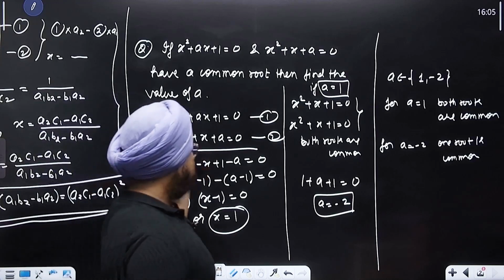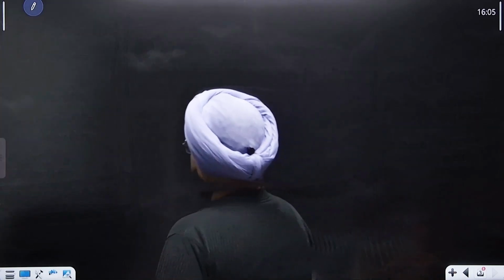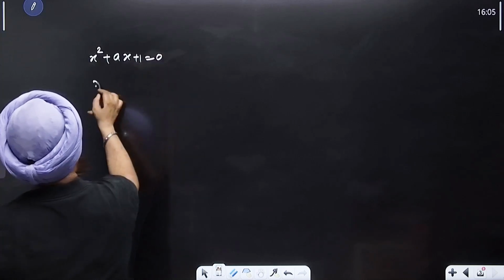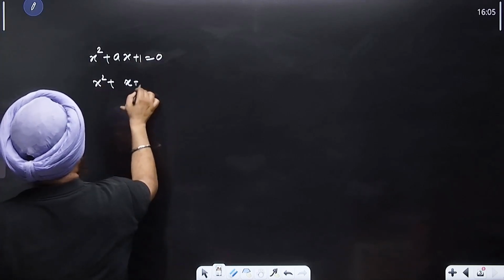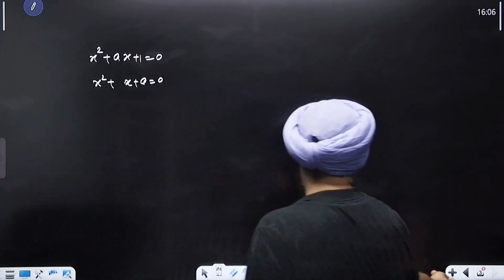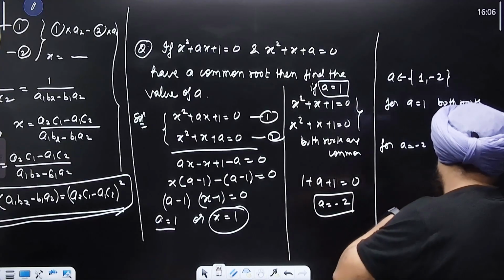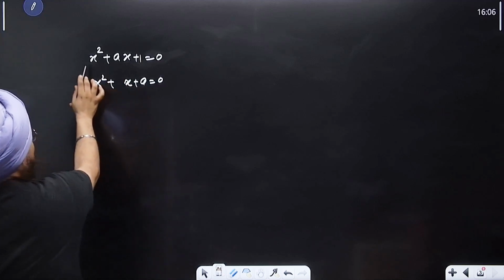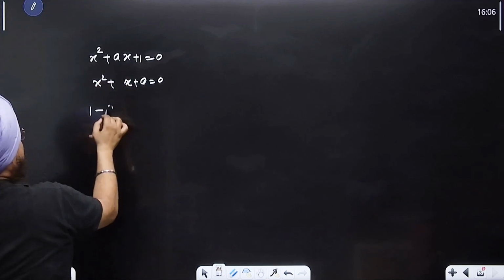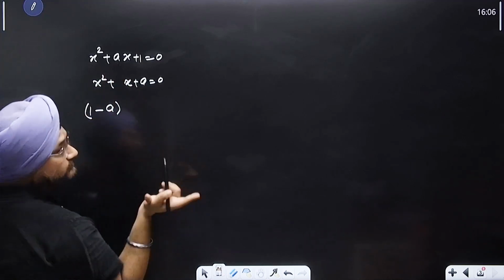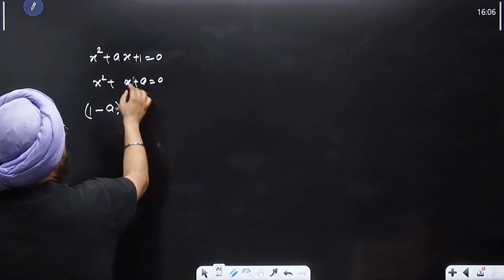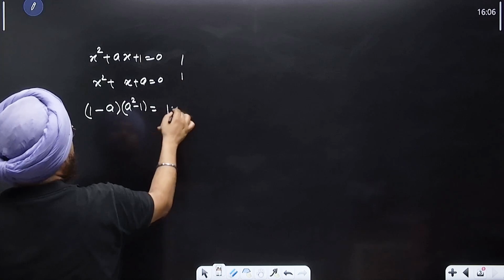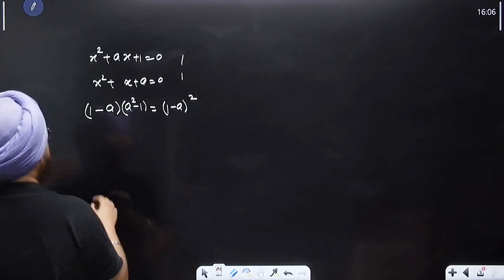Another way of doing it is to use the conditions directly. x square plus ax plus 1 and x square plus x plus a. Let us check. Yes. Now I am writing the condition: 1 into 1 minus a into 1, the condition for common root. a into a minus 1, a square minus 1 is equal to 1 minus a whole square.